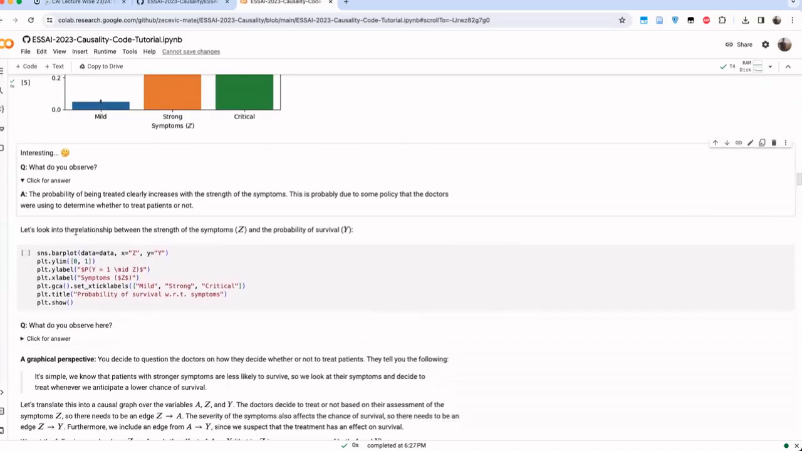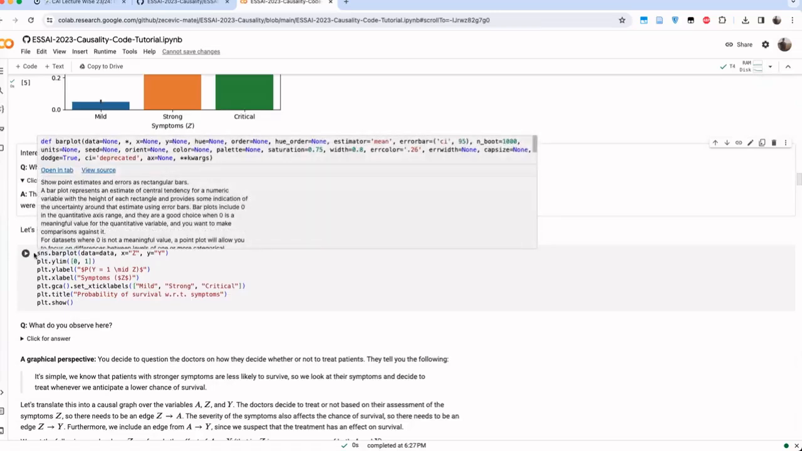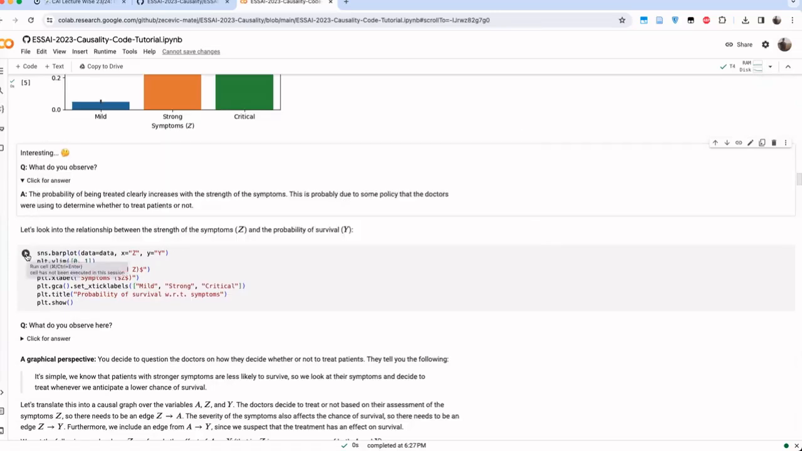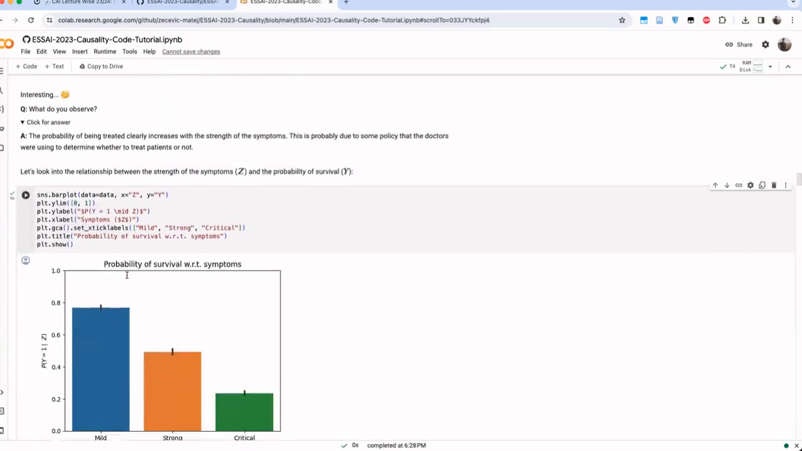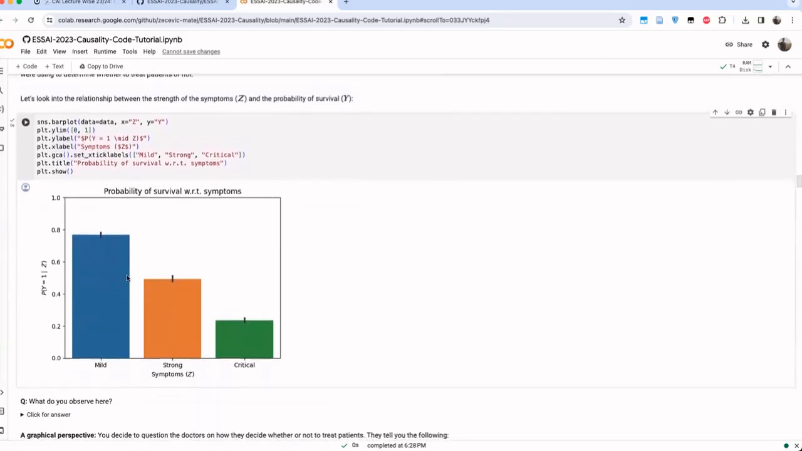So far, so good. So let's look into the relationship between the strength of symptoms and the probability of survival. So we are just going to do the same scheme, just that we are going to look now not at A, but at Y equal to 1, so surviving patients. And now here we see the reverse picture, which really fits our intuition that people with mild conditions will recover themselves most likely, whereas people in critical condition really need help.